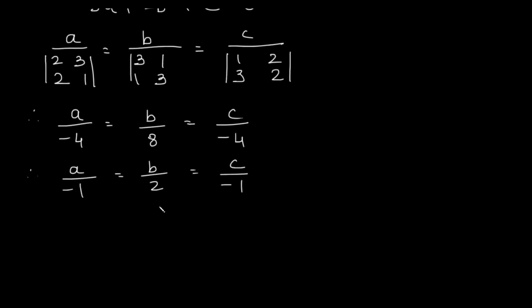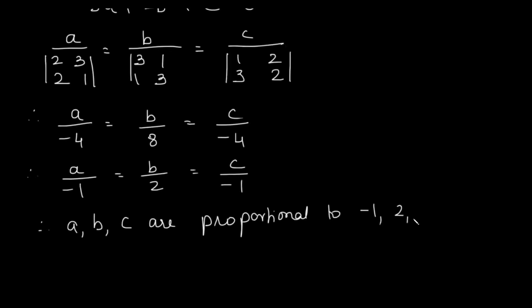And since the ratios are equal, see the three ratios are equal. Suppose the ratios are 1, 1 and 1. Okay, so in this case A will be minus 1, B will be 2 and C will be minus 1. So thus A, B, C are proportional to minus 1, 2 and minus 1.